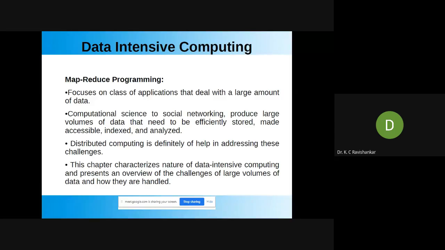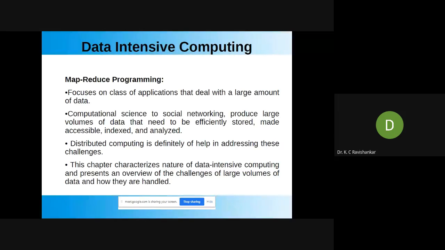So these are the things which you need to know, that in this chapter, we will discuss all this. What are the different research avenues available here? What are the challenges available here? How can we go about handling large amounts of data? So we'll continue our discussion on this.